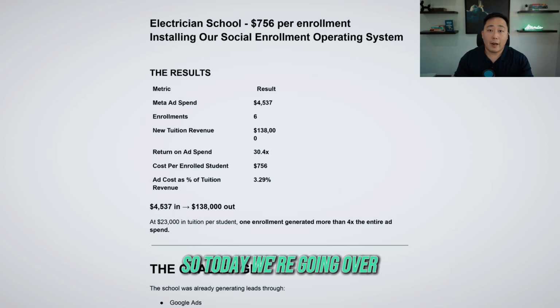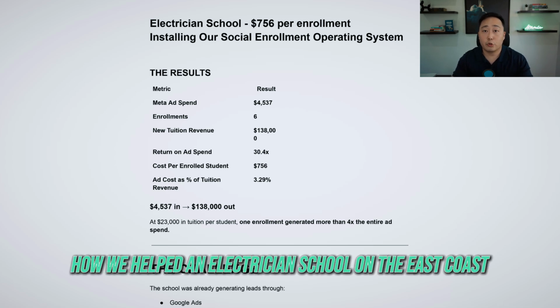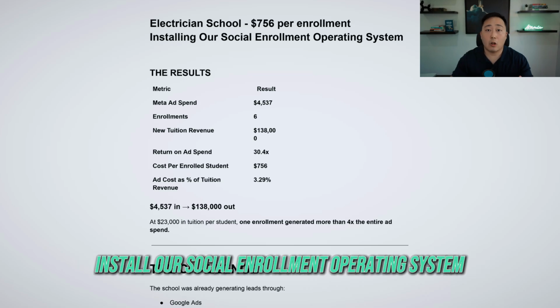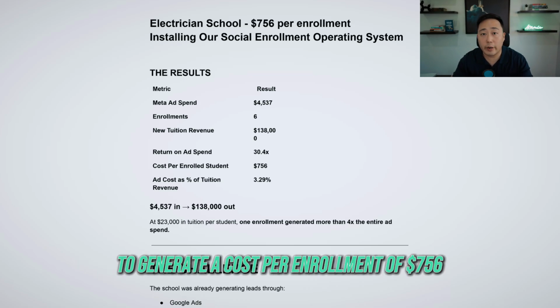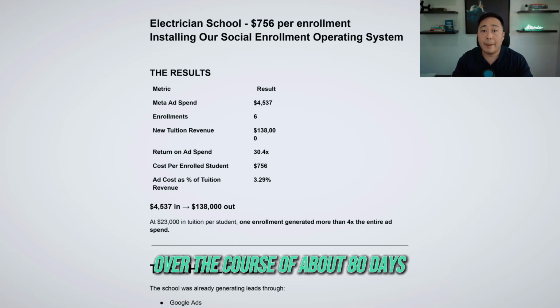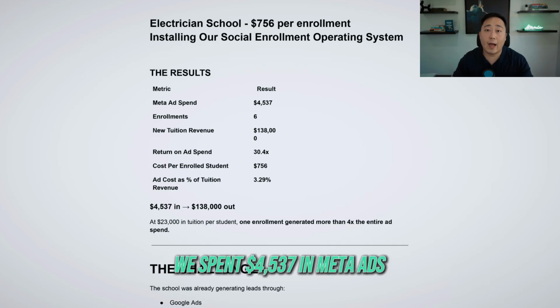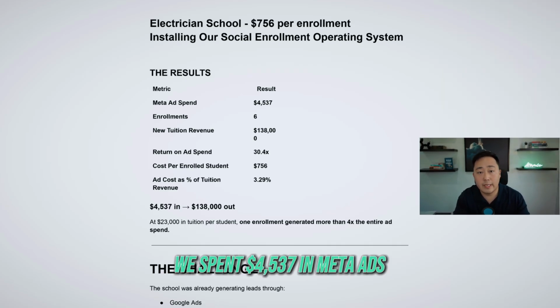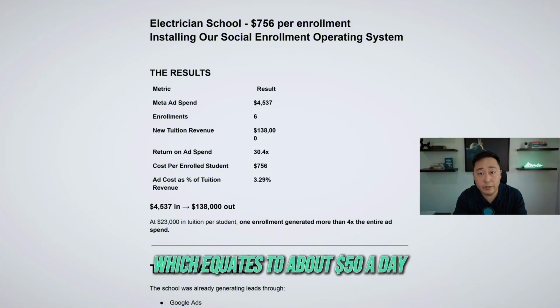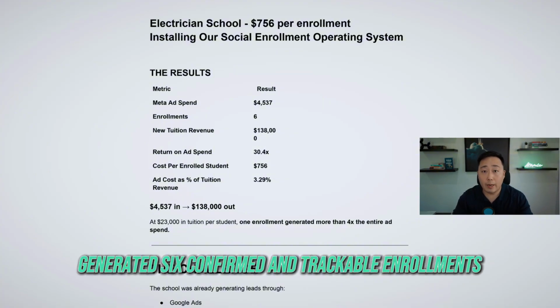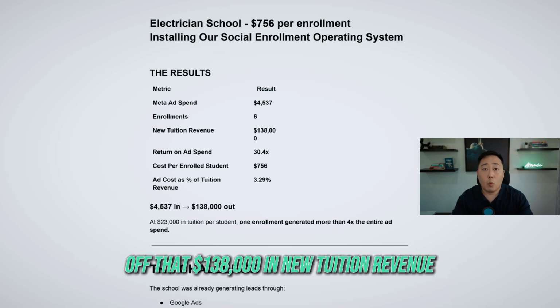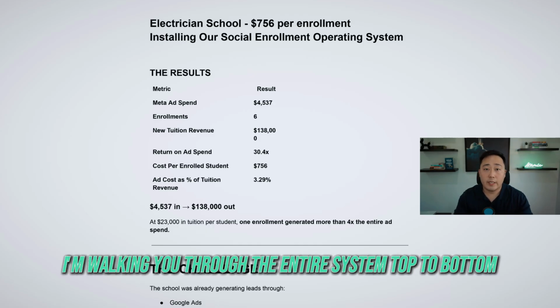So today we're going over how we helped an electrician school on the East Coast install our social enrollment operating system to generate a cost per enrollment of $756. Over the course of about 80 days, we spent $4,537 in Meta ads, which equates to about $50 a day. Generated 6 confirmed and trackable enrollments. Off that, $138,000 in new tuition revenue. I'm walking you through the entire system top to bottom.